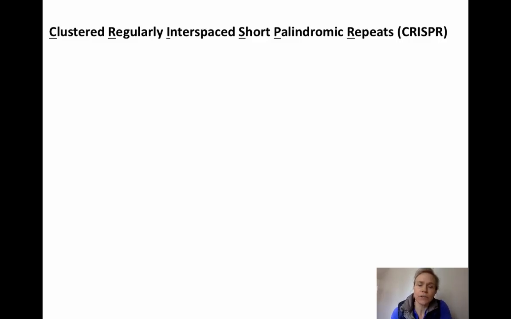All right, everybody. So today we're going to talk about the CRISPR technique. CRISPR stands for Clustered Regularly Interspaced Short Palindromic Repeats. So it's quite a mouthful, which is why we refer to it as the CRISPR technique.